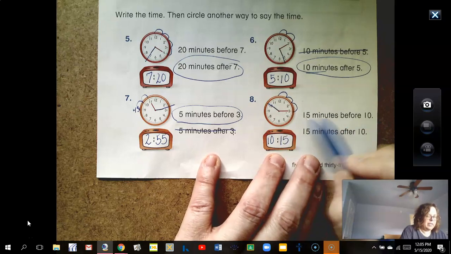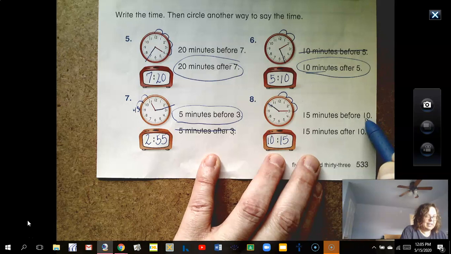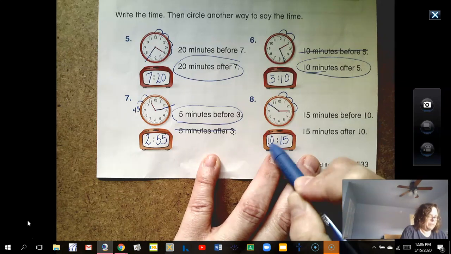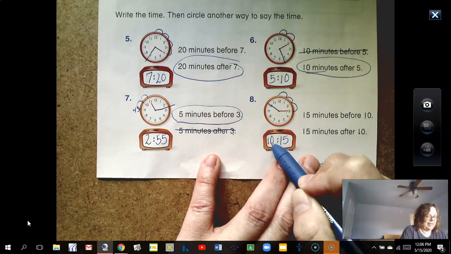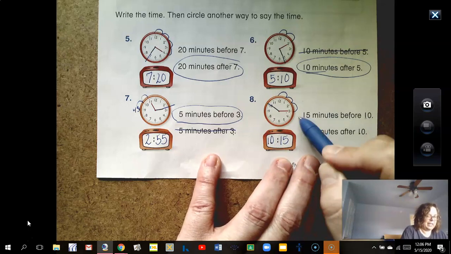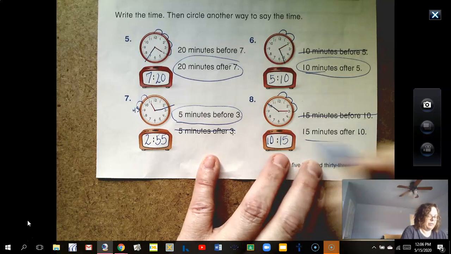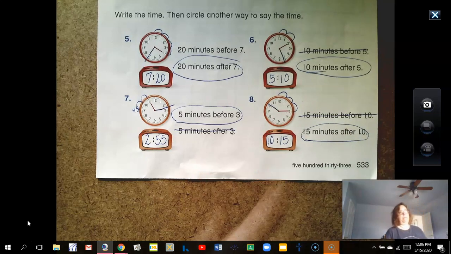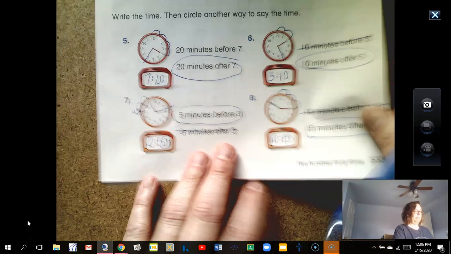And it says 15 minutes before 10 o'clock or 15 minutes after 10 o'clock. Well, it says that the hour is 10. That means it's already 10 o'clock, so it can't be before 10. 15 minutes after 10. Okay.